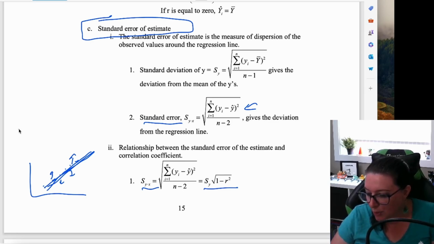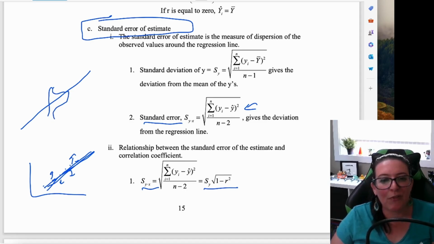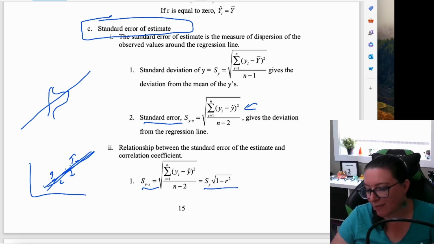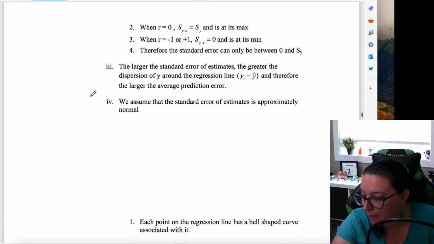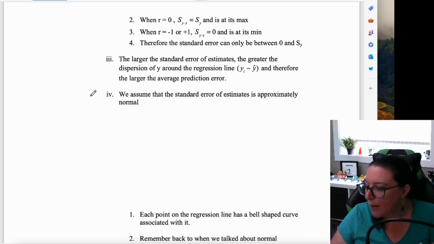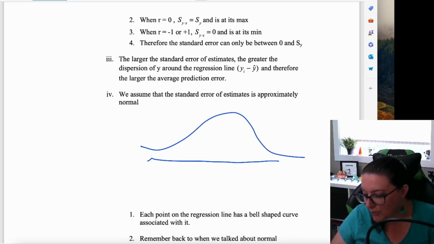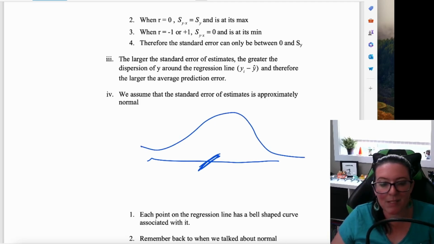Now I'm just going to zoom in a bit. So here is our forecasted line. What we assume is that the actual y's follow a normal distribution where the center of the normal distribution is on that line of best fit. So that brings us back to discussions we've had about normality before, right? So we assume that the standard error of the estimates is approximately normal. So here we have our line of best fit going through.